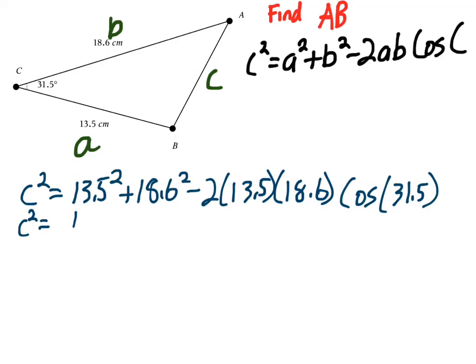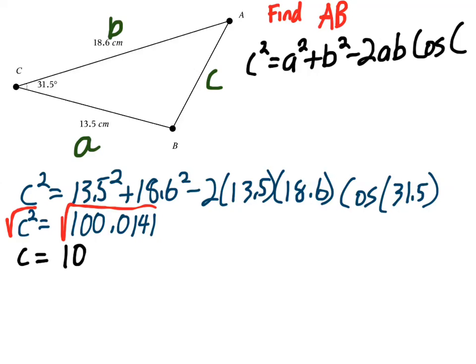When I hit enter there, I'll get c squared equals 100.0141. And that's c squared, so to finish that problem up, we know that to inverse the square, we would put our square root symbol there, take the square root of each side, and that would leave me C equals 10. And that would be what side AB is, so there's our solution.